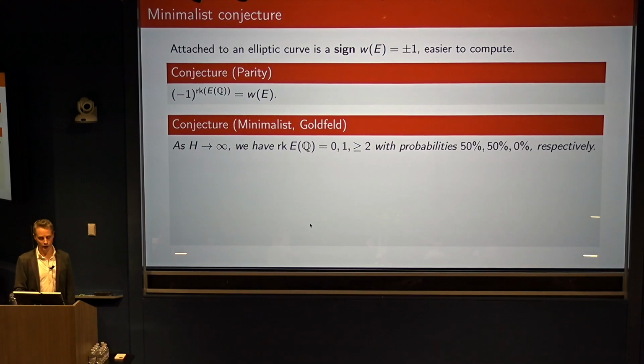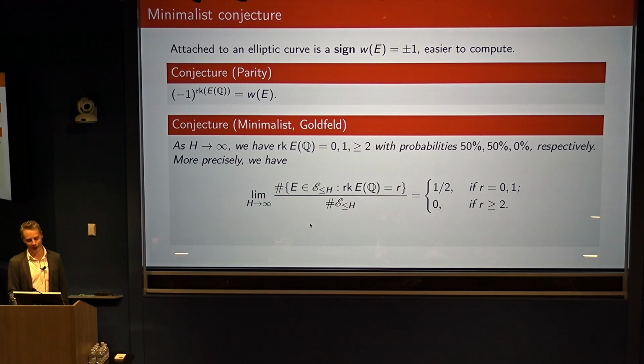And here is the conjecture. It's called the minimalist conjecture, and Goldfeld, who's here, was looking at quadratic twist families, so I attached his name to it. So as h goes to infinity, the minimalist conjecture says we shouldn't expect more than what the sign requires there to be. If the rank is even, then it should be 0. If the rank is odd, it should be 1, and all the rest of the time, that's negligible. Okay, so half and half, rank 0 and rank 1. And if you want, here's the absolutely precise way of saying that limit. So the limit exists, and it's a half, and 0 elsewhere.